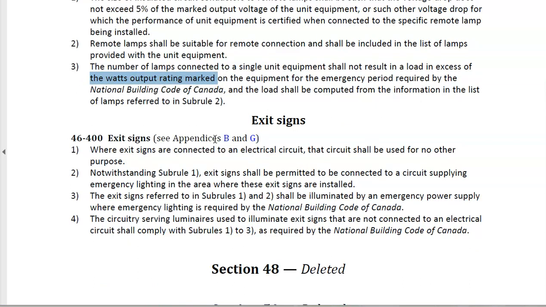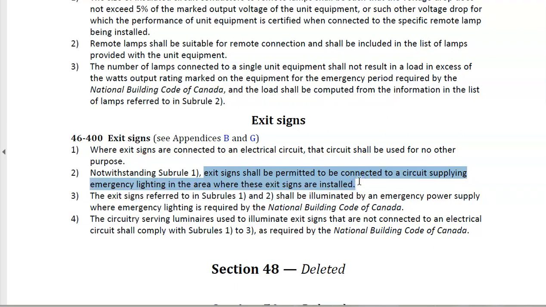All right, 46400, exit lighting signs. Where exit signs are connected to an electrical circuit, that circuit shall be used for no other purpose. So I can have one circuit that is going to go all around my building, that's just going to pick up all the exit signs. But I don't need to, because subrule 2 says, notwithstanding subrule 1, exit signs shall be permitted to be connected to a circuit supplying emergency lighting in the area where the exit signs are installed.